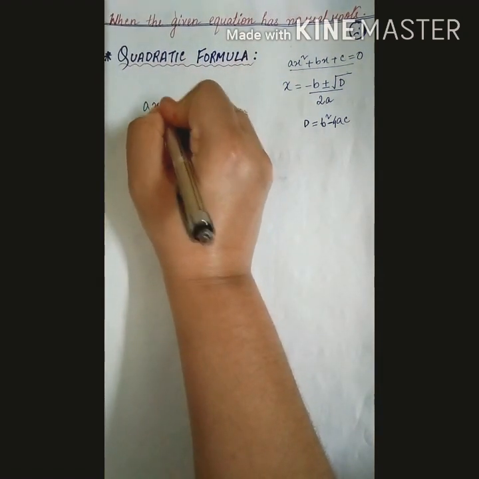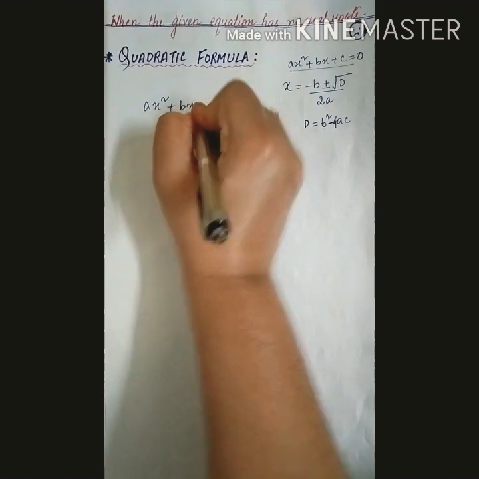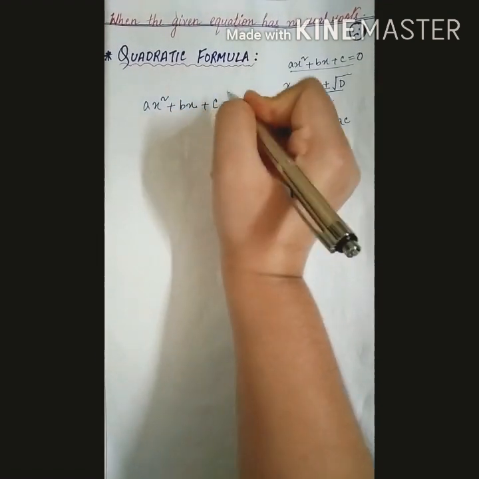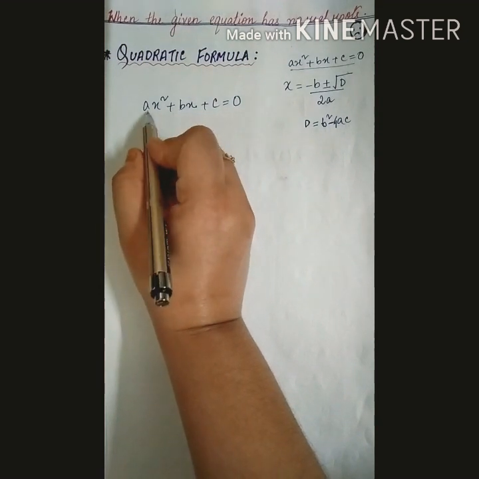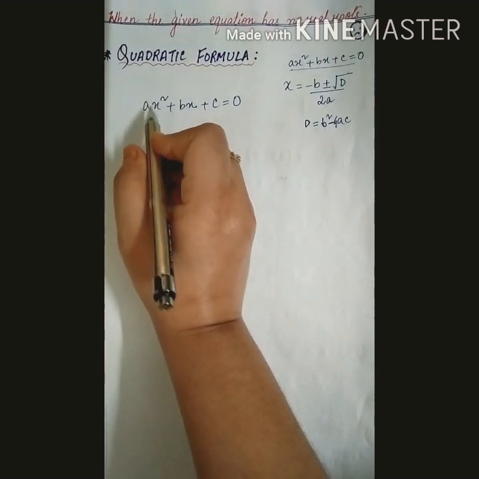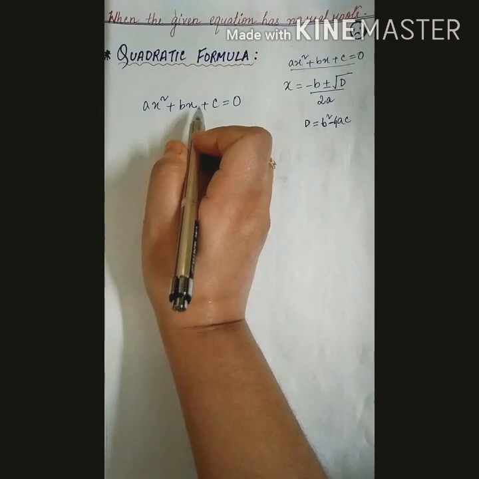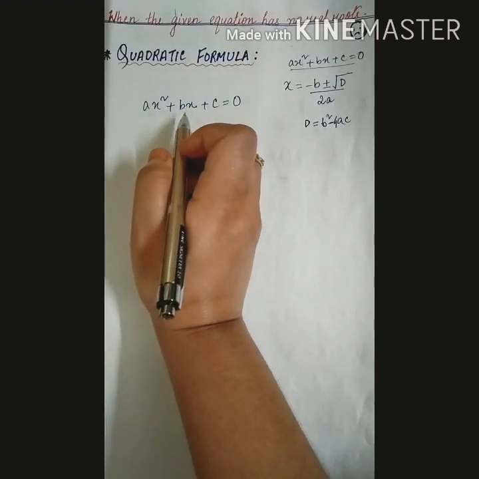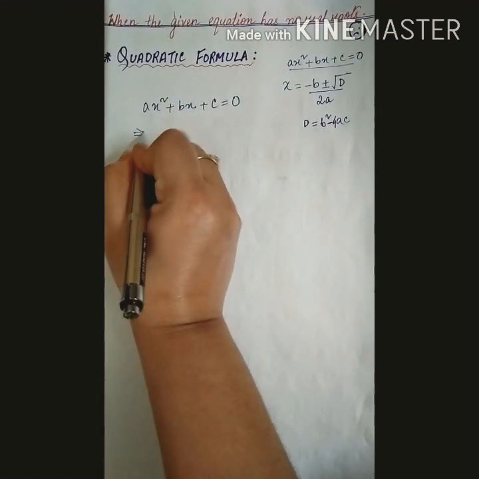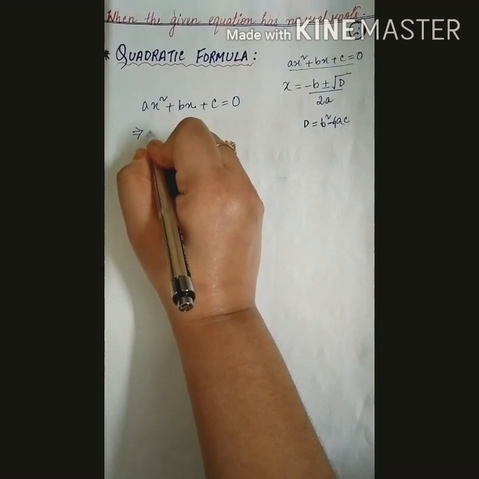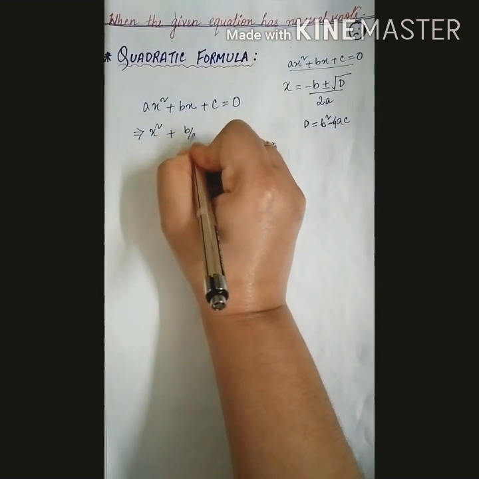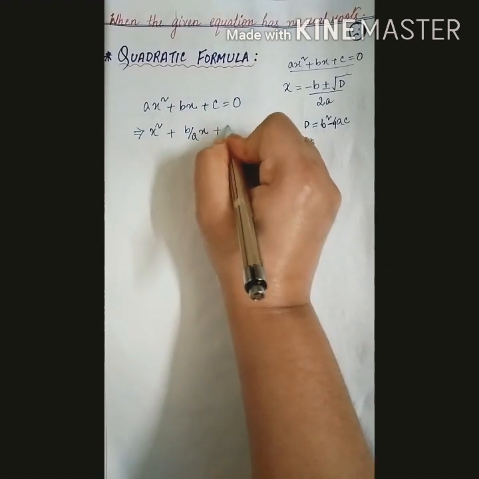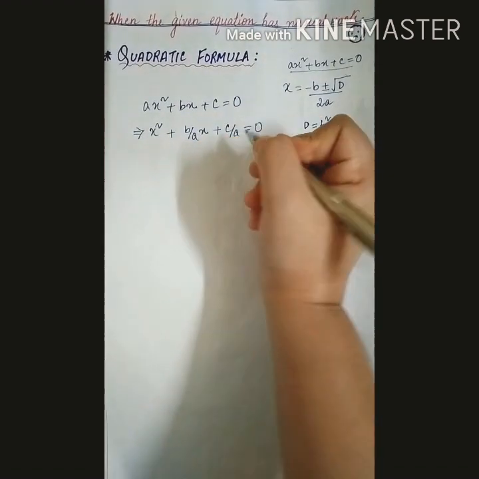So ax square plus bx plus c equal to 0. In completing the square, what we did, we made the a as 1. In the same way we will use the completing the square method. So that means we need to make this a as 1, which is x square plus b by a x plus c by a equal to 0.